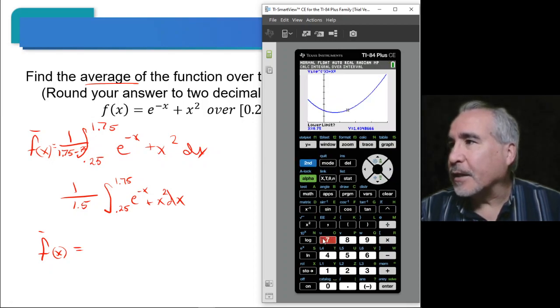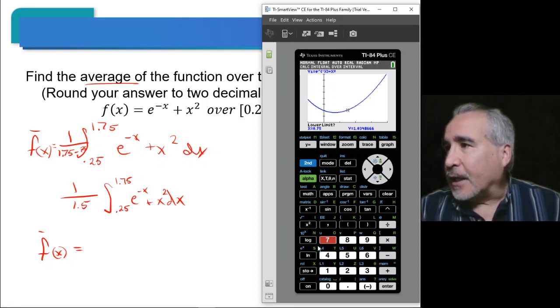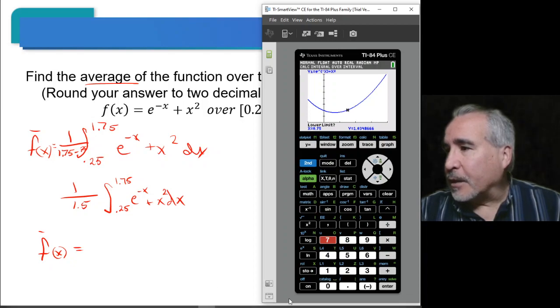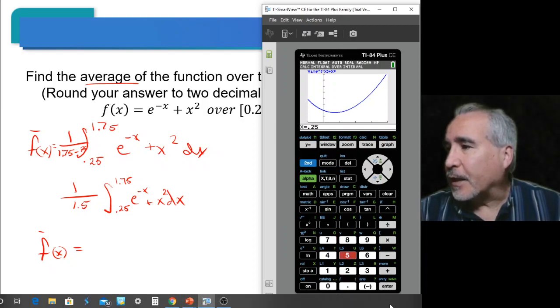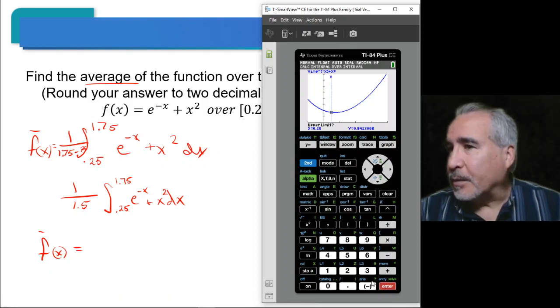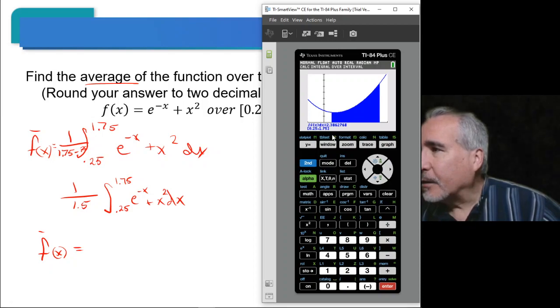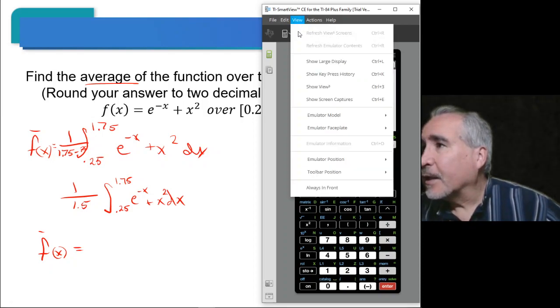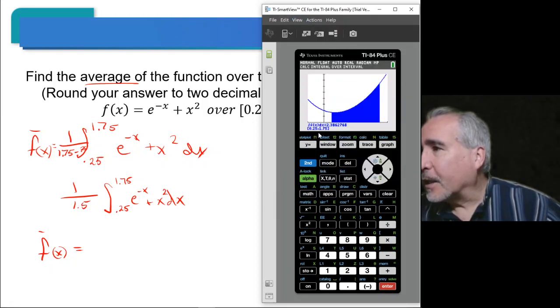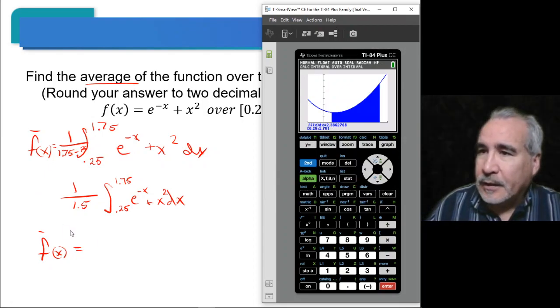I could integrate this by hand as well and plug in the intervals. But what I want is my lower limit to be 0.25, and my upper limit to be 1.75. And that's what I get. I get my answer is, so let me make sure that this is always in front, 2.3862.